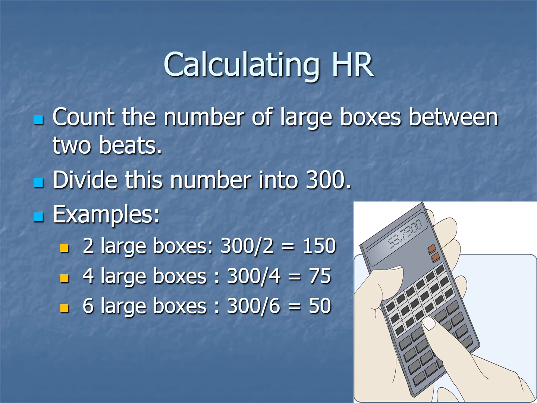And this slide is just building on the preceding one. We are counting the number of boxes between 2 beats, or between 2 QRS complexes. You can then divide the number into 300, and in some of the examples here, 2 large boxes are 150. So this is just another way of looking at the technique that we discussed in the preceding slide. 6 large boxes is a rate of 50, and so on.